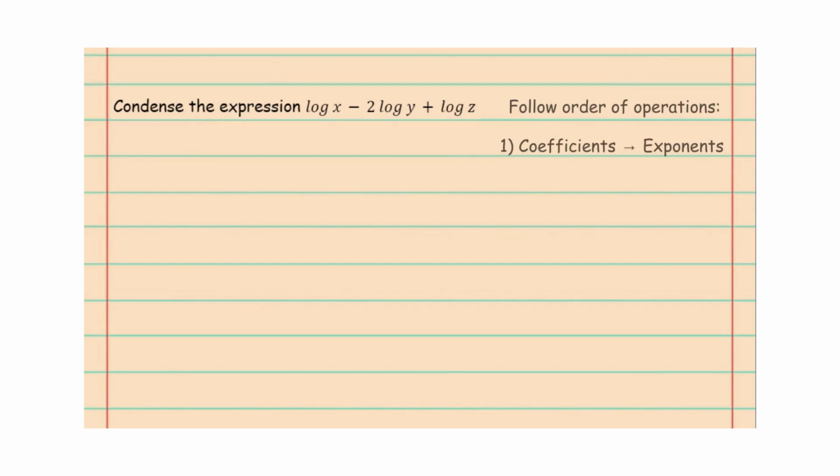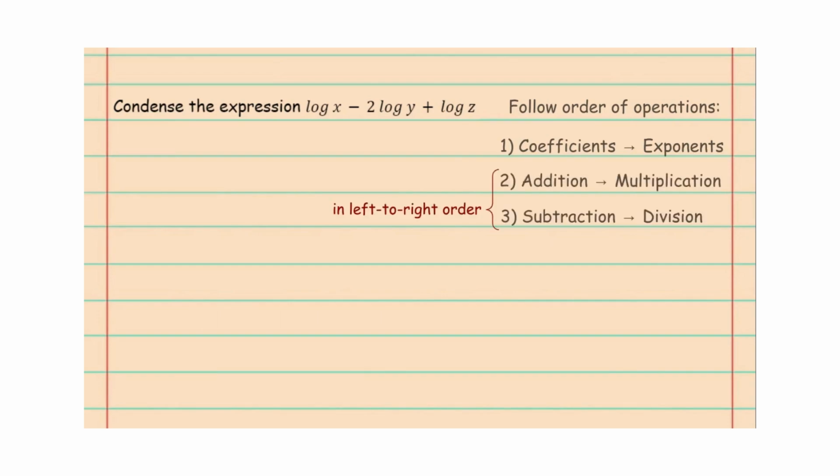Now we're going to talk about how to condense a logarithmic expression, which means to take a several-term long logarithmic expression and bring it all together into one logarithmic term. To do this, we're going to follow order of operations. We're going to take our coefficients and make them exponents, then turn addition into multiplication and subtraction into division in left to right order. That's very important. If you don't go from left to right order, you're going to come up with a different answer that is not correct.